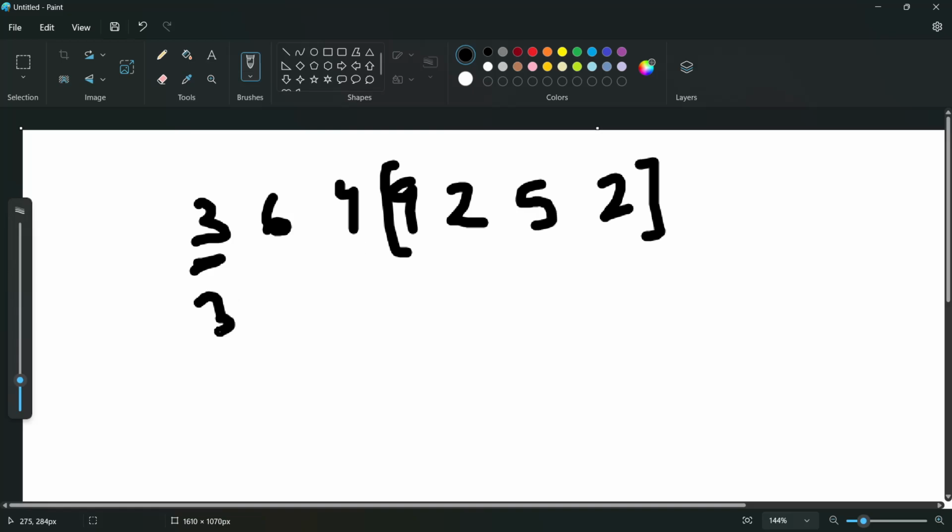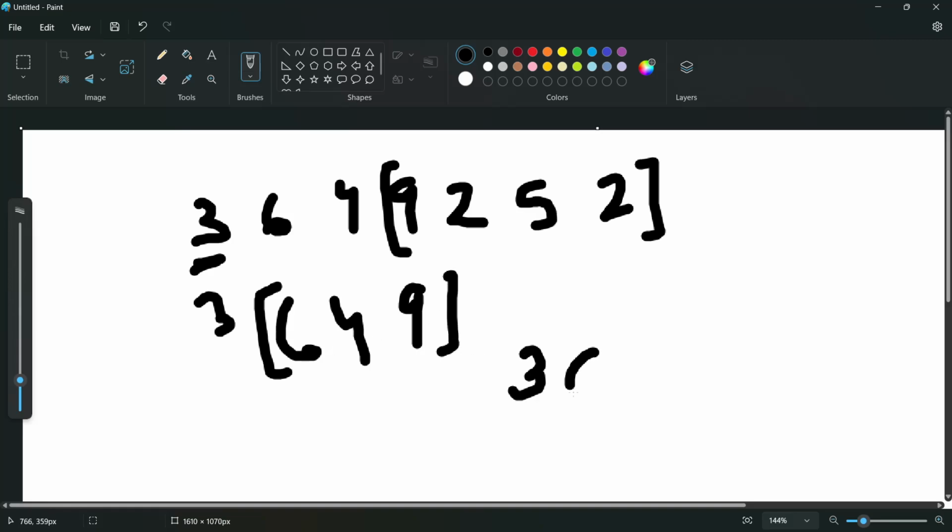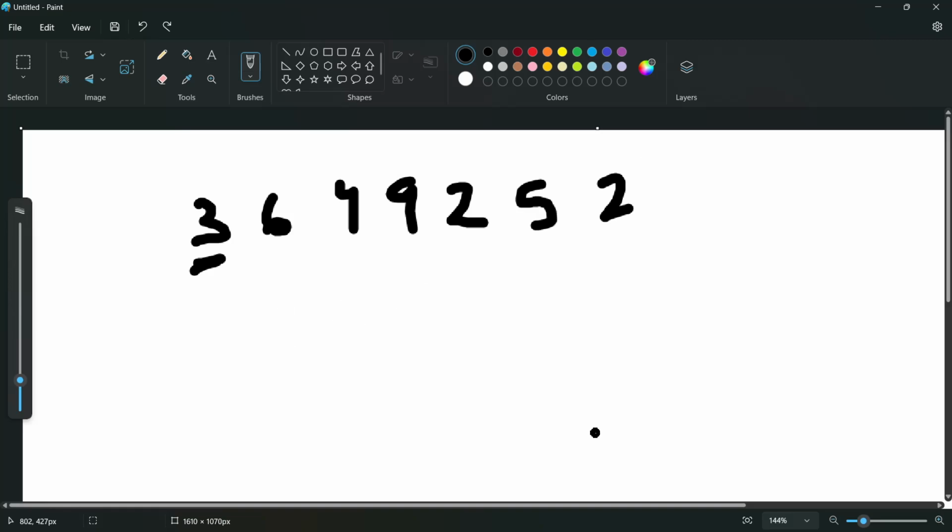If we apply Stalin sort here, 3, 6, 4, 9, we get 3, 6, 9. No further Stalin sort can help us remove anything from the array. And this array, as a result, is not a decreasing array. So we have to remove some things, right?